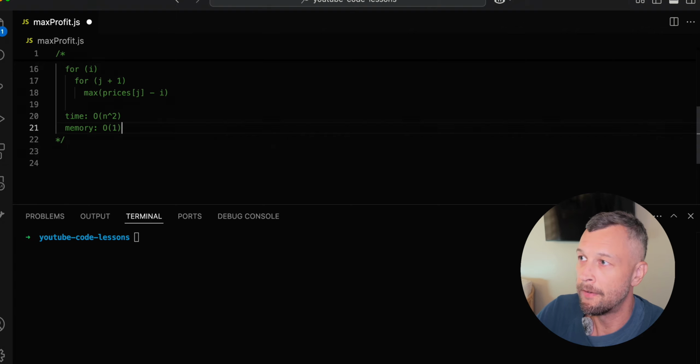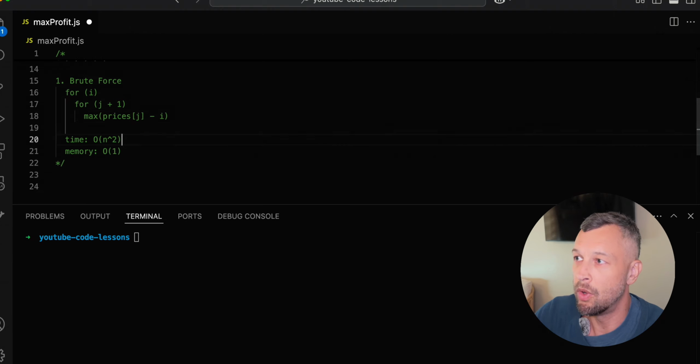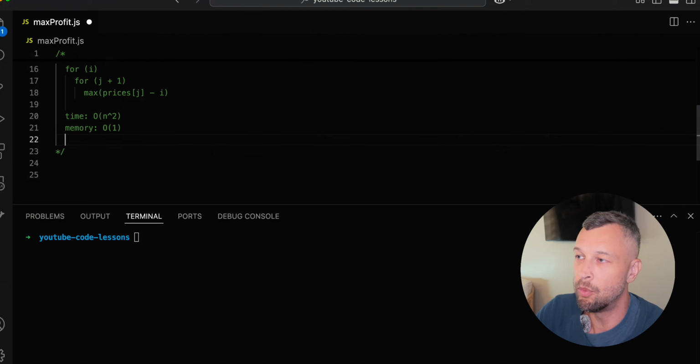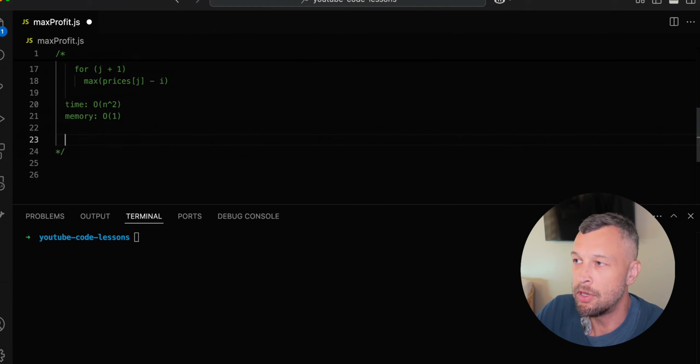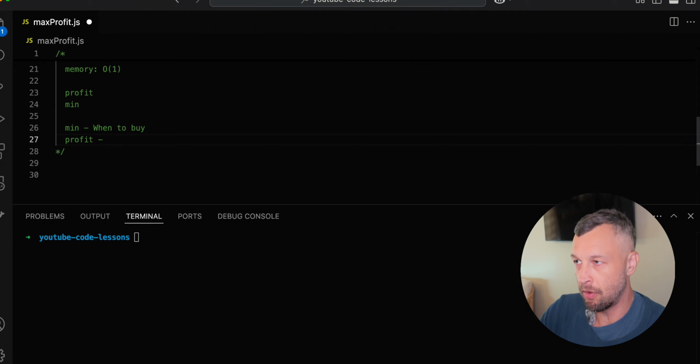So we can do a bit better. And as we described previously, we can look at a greedy approach where we would do a single pass through the array, keeping track of our profit and our minimum. As we go through, we would set our minimum to the lowest value, which would tell us when to buy. And then we would calculate the profit as we move to each item, and this would tell us when to sell.